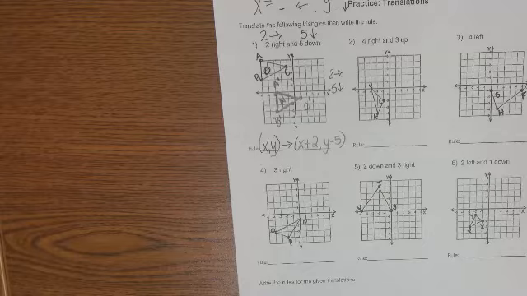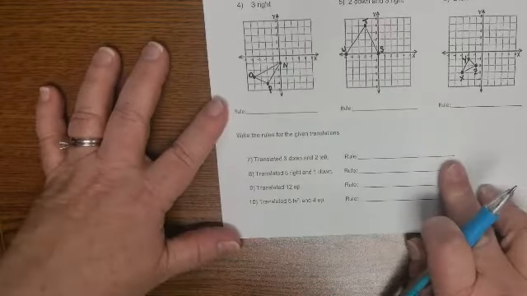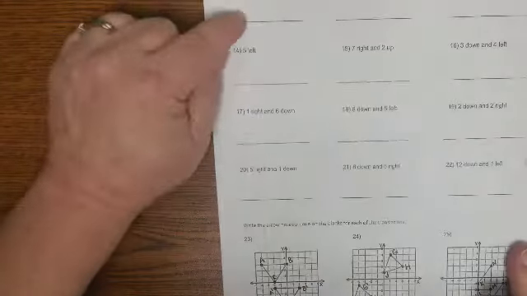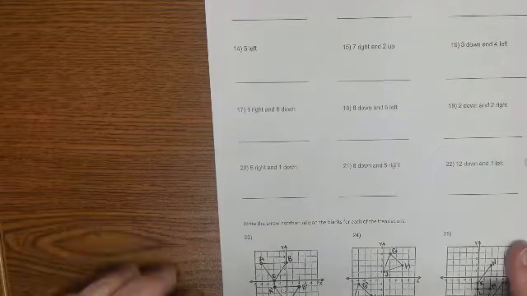And I would want to make sure that I do my N for my new, all right? So down here, you are just going to write your rules down. You don't have to do any drawing of your figure. On the back side, same thing. Write the rules on the blanks for the given translation. So you're just going to practice writing the rules.